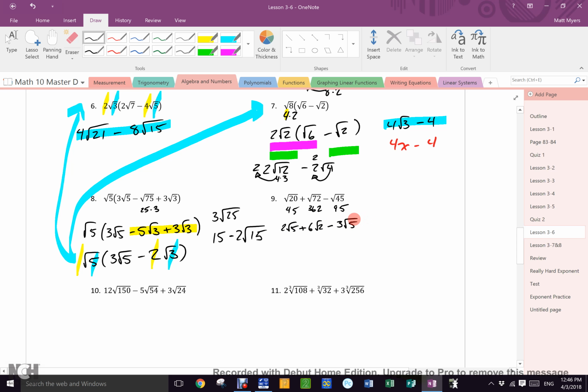Can I put any of that together? Why? Because they're like terms. So 6 root 2 I can't touch, but what's 2 minus 3? Negative. Would I ever write the 1? Nope. Negative root 5. Everybody see how to do it now? Great. Try the 2 hardest ones on your own. Go.